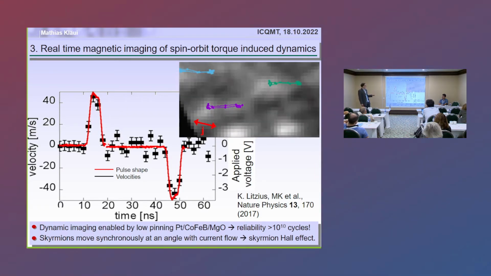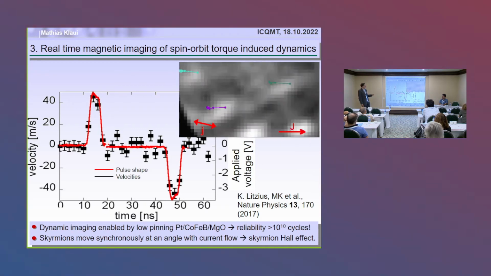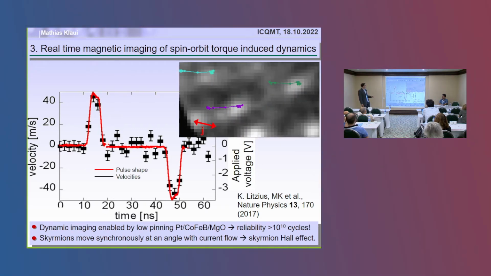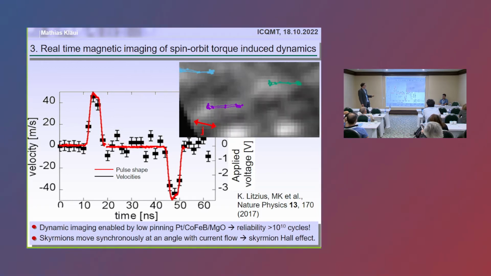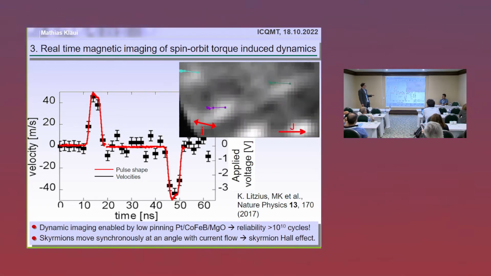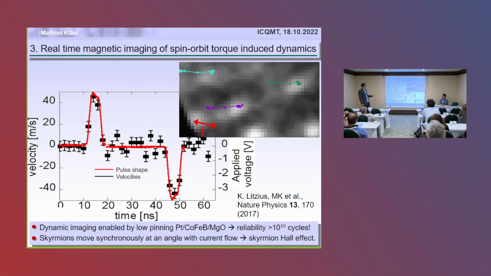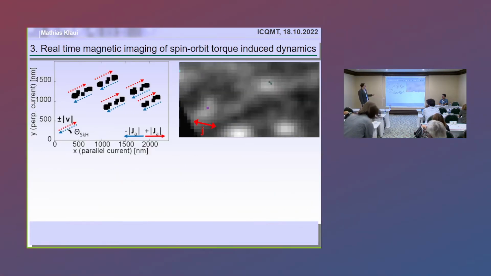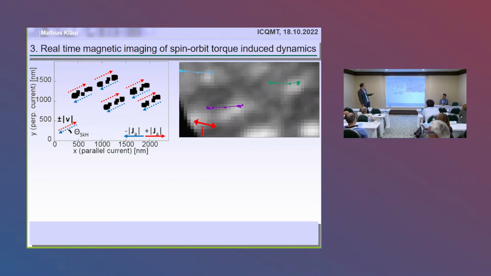However, we also see that not just the skyrmions move along in the current flow direction, but also, and now I need to wait until the computer has decided to go to the next slide, that the current and the skyrmions don't move parallel, but under this so-called skyrmion Hall angle.